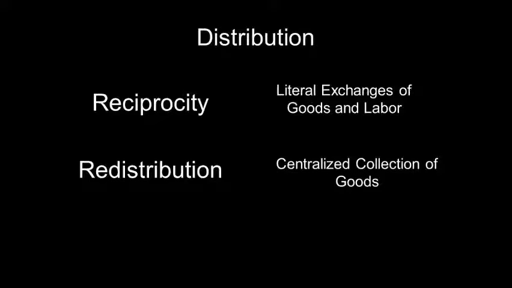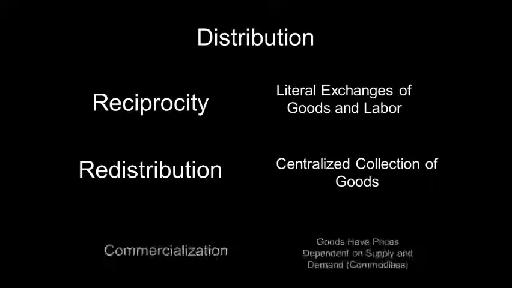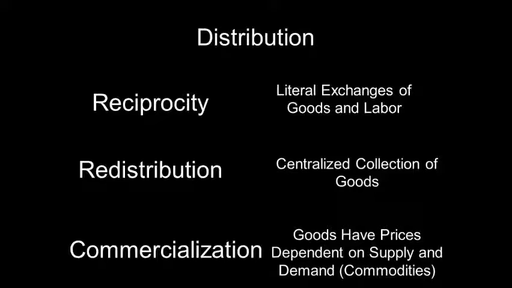So that's production. Next we're going to talk about distribution. There's three main types of distribution that anthropologists have categorized. The first one is reciprocity. Reciprocity is literally exchanging one thing for another, and it can be things, and it can also be labor. Secondly, we have redistribution, where we take all the goods and put them in one place, and then they're redistributed out at a later time. And the third type is commercialization, where goods actually have prices. Those prices are all dependent upon the amount that we have or how much people want them. And these are commodities.